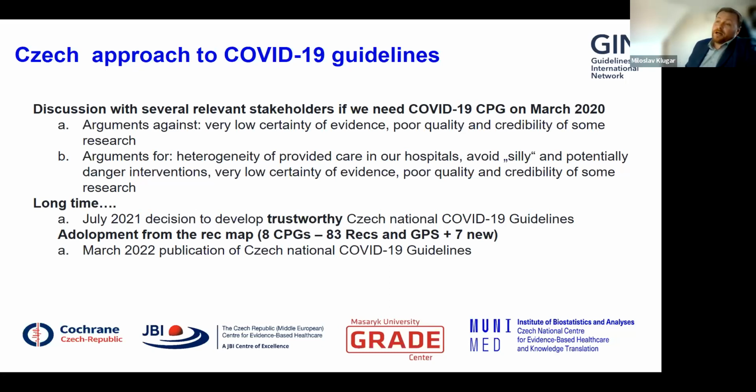So right now, we actually finished the first version of our guideline. It's completely by the method of adolopment from the RecMap. In total, in the end, there were included 8 guidelines which were identified through the RecMap, 83 recommendations and good practice statements, and 7 new or de novo developed recommendations and good practice statements which were developed by our team. This guideline will be published on our national portal after peer review rounds in March 2022.